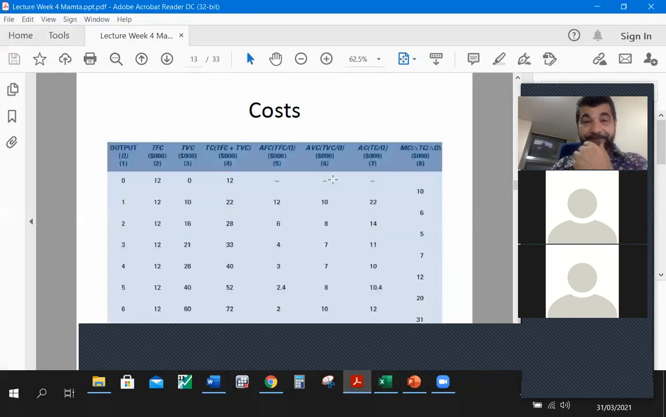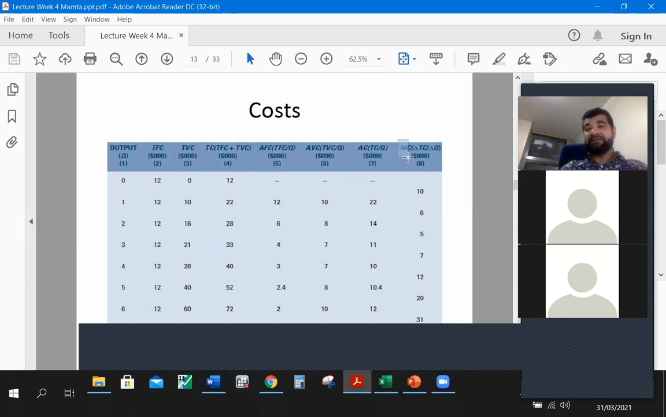Let's move on then. So here we try to show you how to calculate this cost. Output is in here, total fixed cost, total variable cost. Total cost is total fixed cost plus total variable cost. Average fixed cost will be total fixed cost divided by quantity. Average variable cost will be total variable cost divided by quantity. Average cost will be total cost divided by quantity. We mean the average cost means the average total cost.